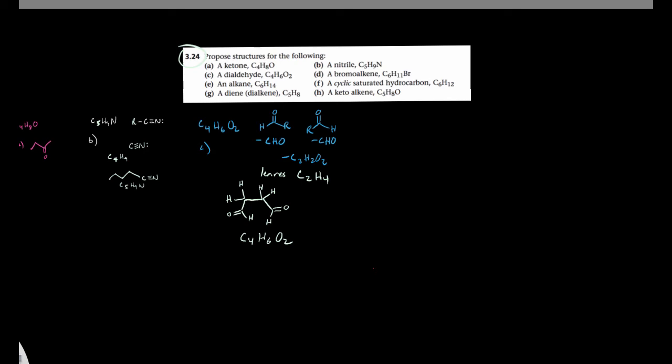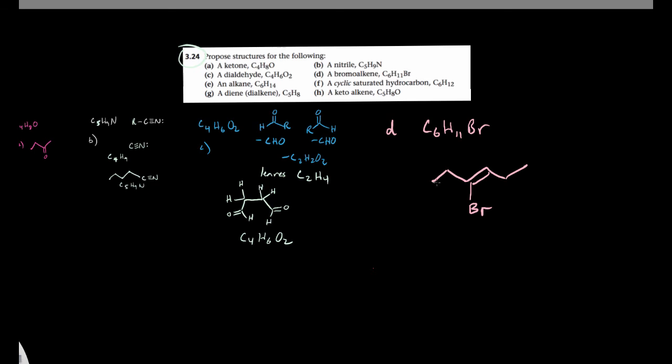D is a bromoalkene with the molecular formula C6H11Br. So a bromoalkene means that there's a bromine and a double bond. So if we have C6H11, let's just put 6 carbons in, 1, 2, 3, 4, 5, 6, and then, I don't know, let's just put an alkene somewhere in the molecule, right here. And then let's add a bromine. Why don't we add it right here?